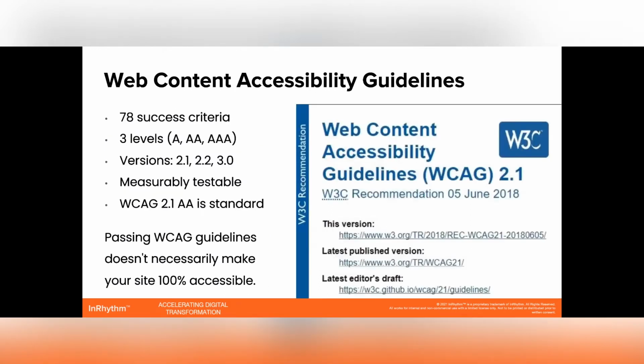So as promised, web content accessibility guidelines are the best way to measure the accessibility of websites, the best way we have right now. There are 78 success criteria, each having one of three levels, single A, double A, or triple A, which basically goes from most basic to more advanced.